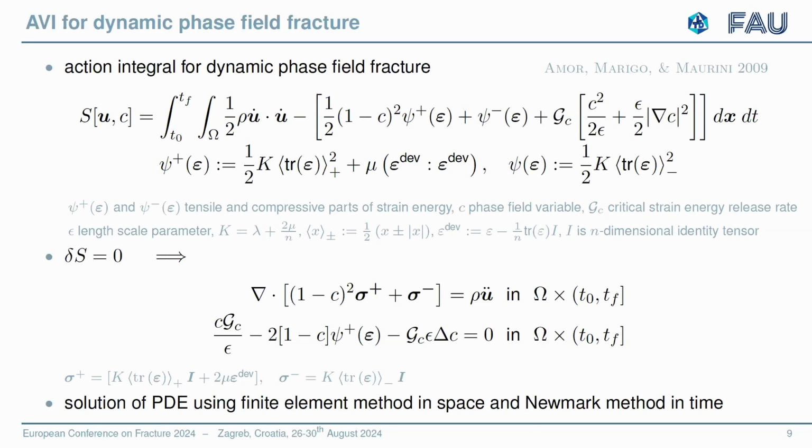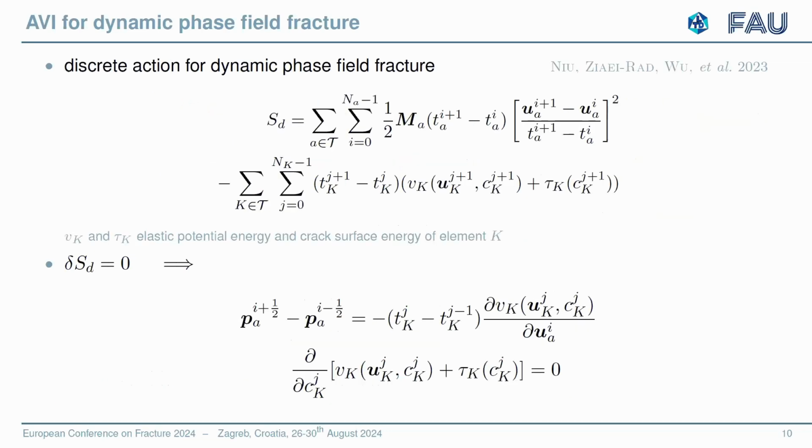We take the variation of the action equated to 0 to get two coupled Euler-Lagrange equations. These coupled Euler-Lagrange equations can be solved using the finite element method in space and Newmark's method in time in the continuous setting. Similarly, we form the discrete action for dynamic phase field fracture and take the variation of the discrete action equated to 0 to get the two coupled discrete Euler-Lagrange equations.